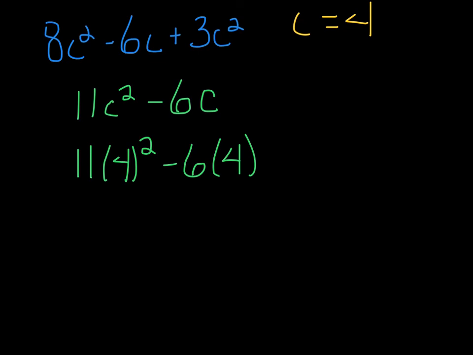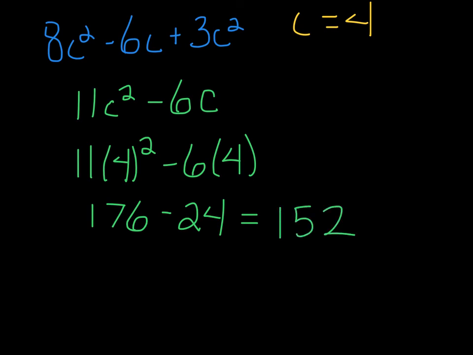Okay, so now let's compute the equation. We have 11 times 4 squared. 4 squared is 16, and when I multiply 16 times 11, I get 176, minus 6 times 4 is 24. So 176 minus 24 equals 152.